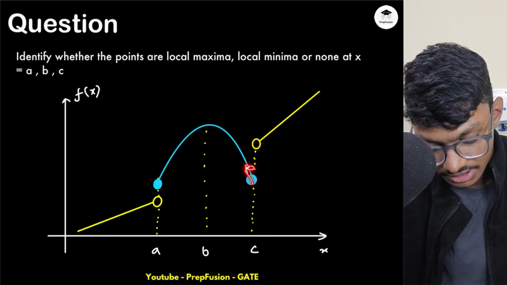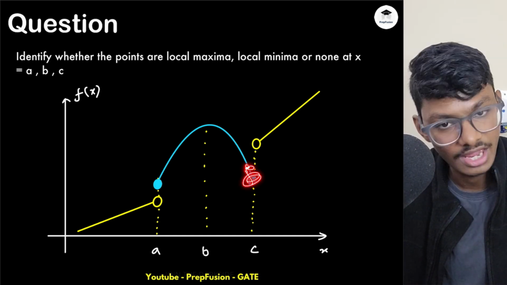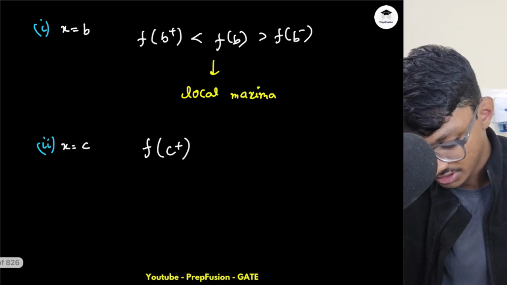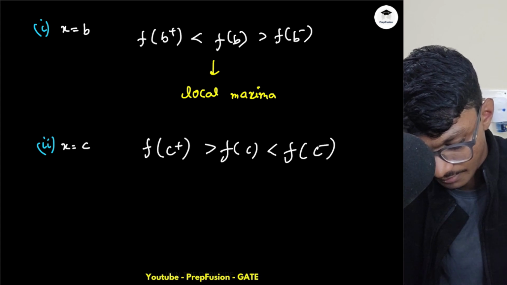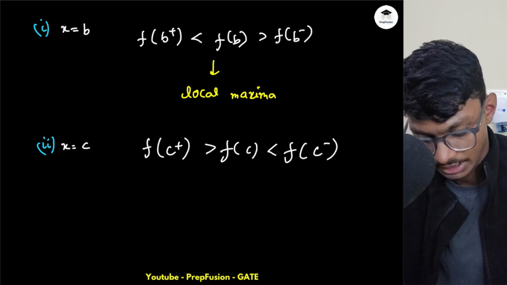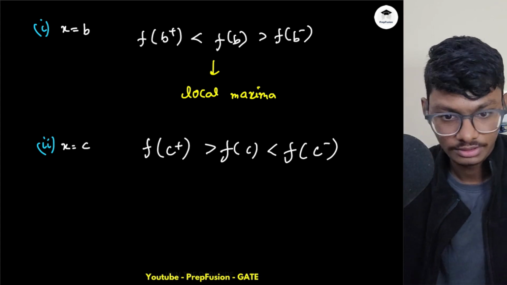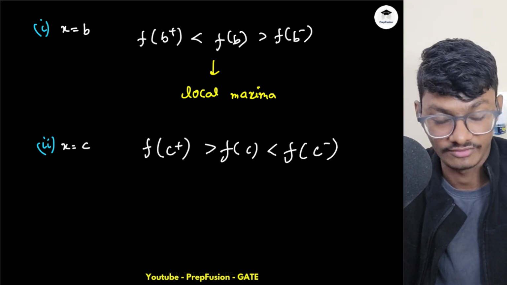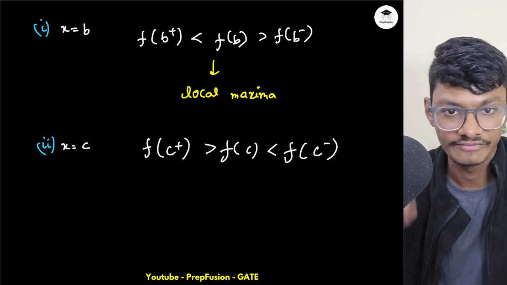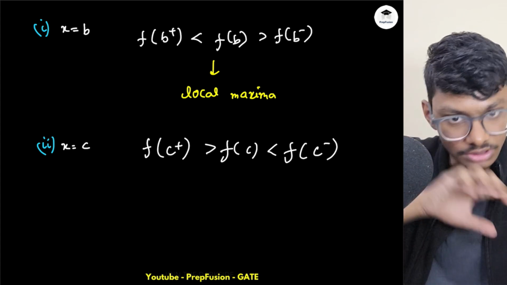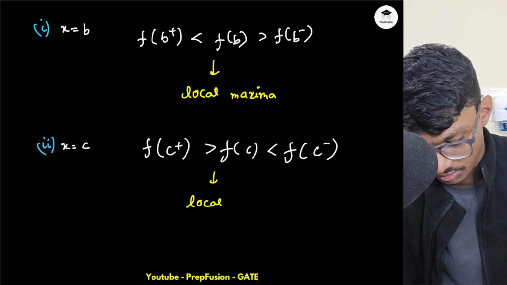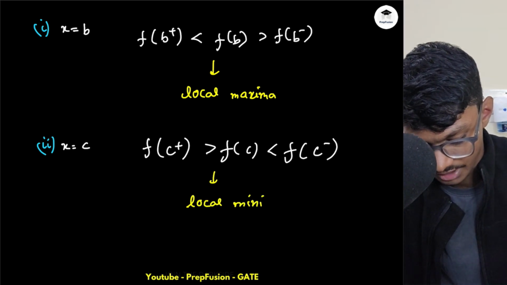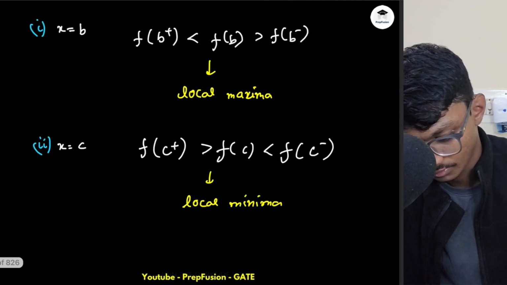And just before c, again this point is higher than f of c. So obviously my f of c plus is higher than f of c, and f of c minus is also higher than f of c. So what do I have? I have a point of minima, because everywhere else in the near neighborhood the points are higher than f of c. So this means I have a local minima.